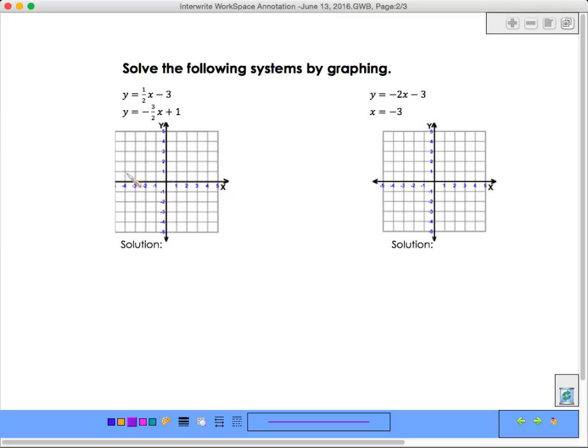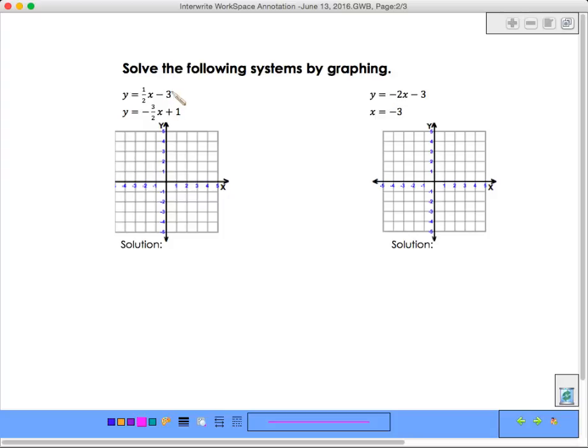Okay, now let's look at how we actually come up with that graph so that we can decide if it has one unique solution, infinitely many solutions, or no solution. So we're going to solve the following systems by graphing. And I just want to look at one equation at a time. So I'm going to start right here with this top equation. This top equation is y equals 1/2 x minus 3. This is solved for y. It is in slope-intercept form, so we are ready to graph it.